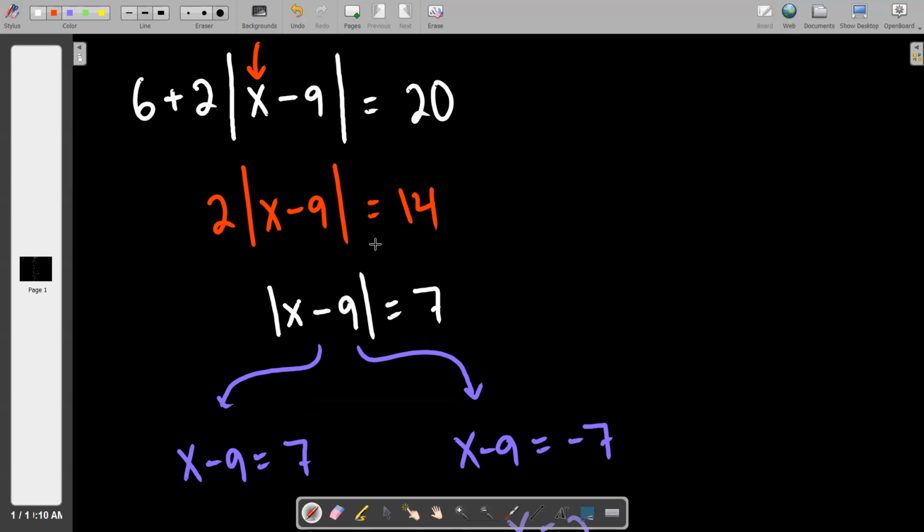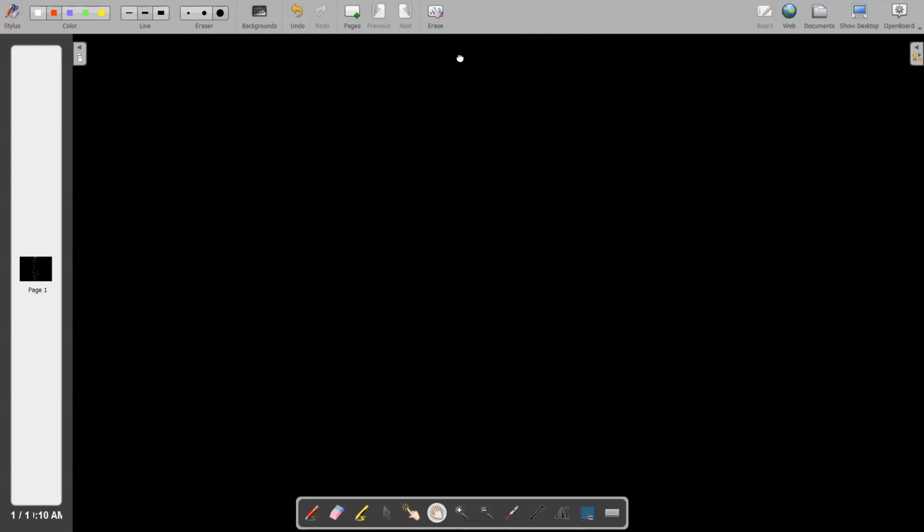Yeah, what he said. This will be our last example. You don't need any more than this. So last one. Let's do 7 equals 12 minus the absolute value of 3x plus 5.